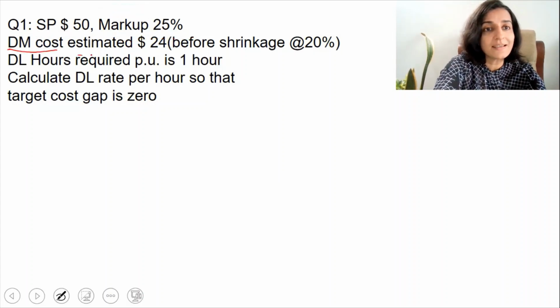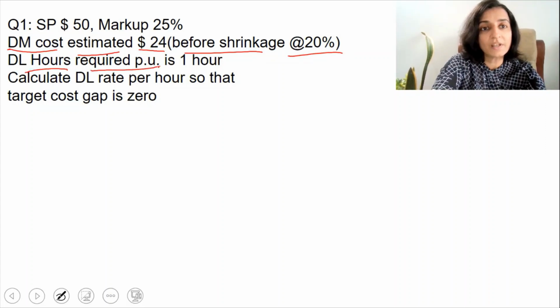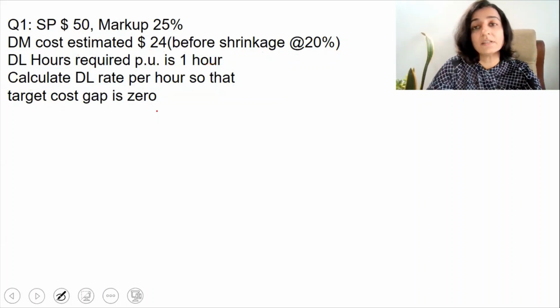Direct material cost estimated at $24. That is before shrinkage at the rate of 20%. Direct labor hours required per unit is 1 hour. Calculate direct labor rate per hour so that the target cost gap is 0.